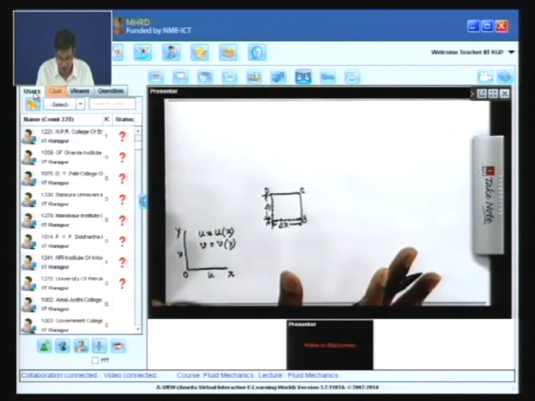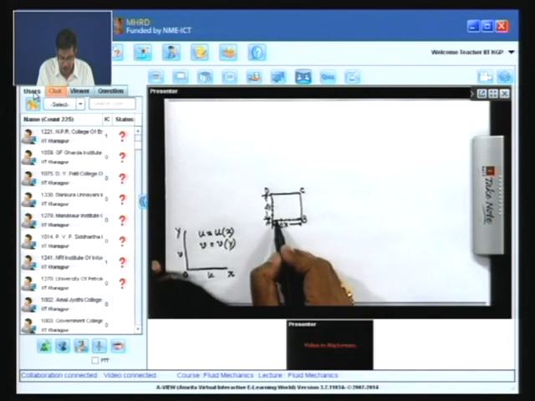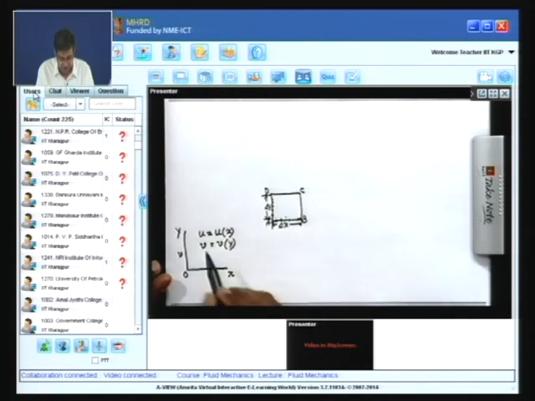This is one issue. Now we will consider another thing: what about the y component of velocity of each particle on the linear element AB? Now you see that the y component of velocity is not a function of x, it is a function of y only. This we have taken as a very special case.